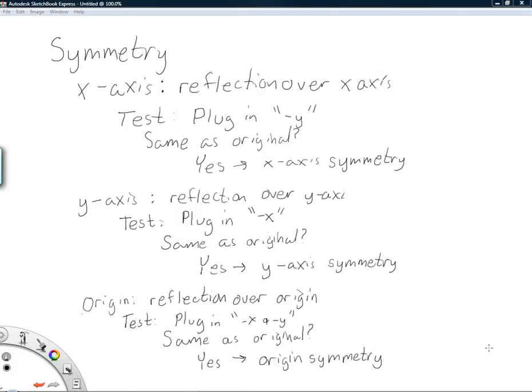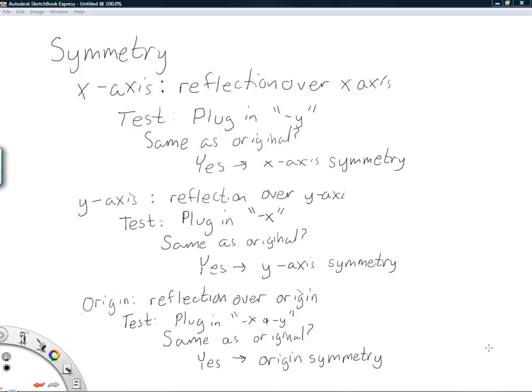This tutorial explains how to test for x-axis symmetry, y-axis symmetry, and origin symmetry. In each case here, you plug in the opposite of what you're really testing for. So for example, for x-axis symmetry, you'll see on the screen here that you plug in negative y, or the opposite of y. To test for y-axis symmetry, you plug in the opposite of x.